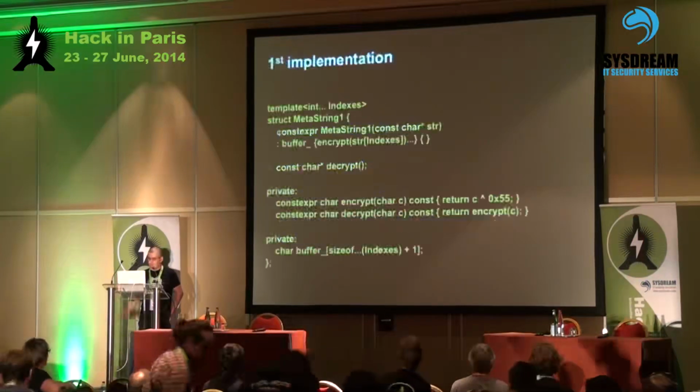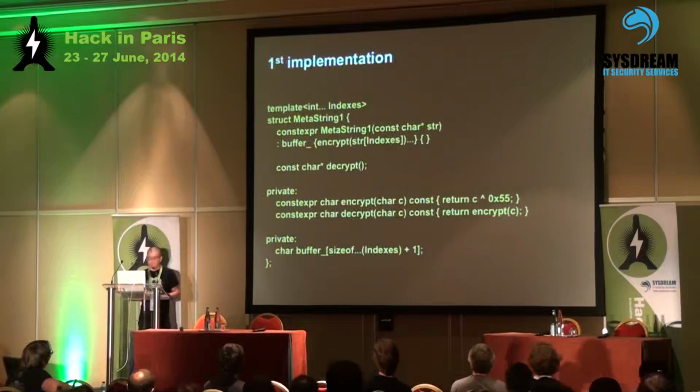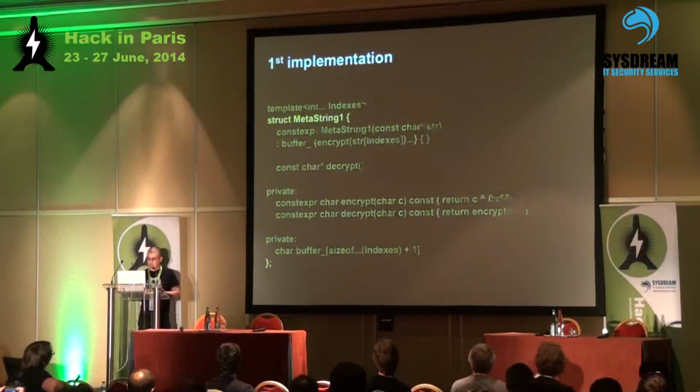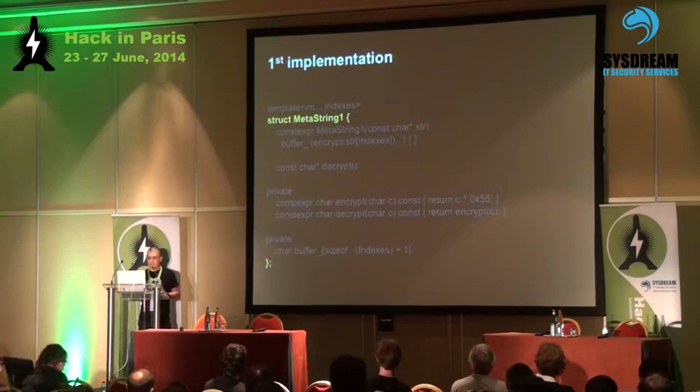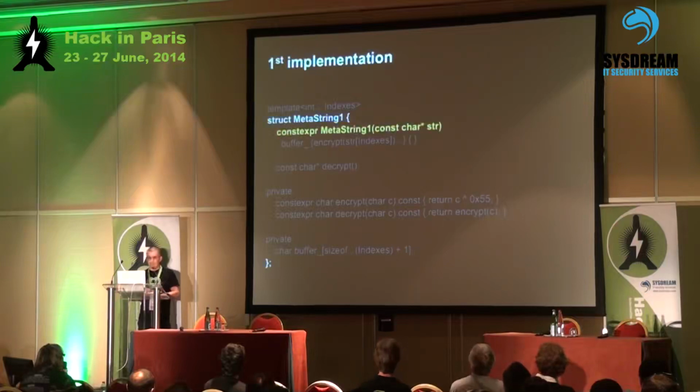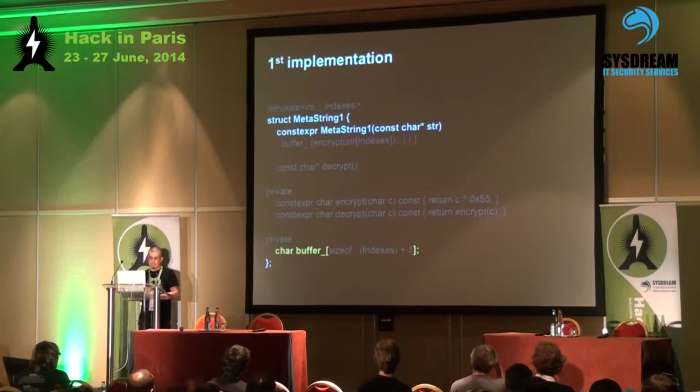So this is a first implementation. I will describe each line. I'm declaring a class. It's called struct, but it's like a class. The difference is that everything is public. And it's called metastring one because it's the first version, and metastring is just to store my obfuscated string. The second line is a constructor with a parameter, which is my original string. I need to store the obfuscated string somewhere, so I declare a buffer of characters. We will see the length after.